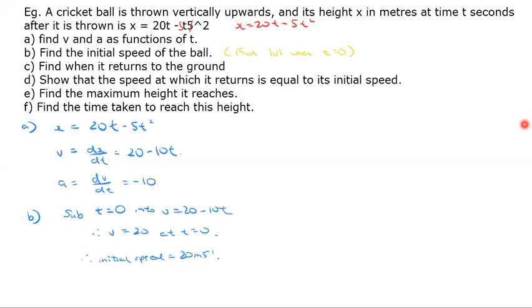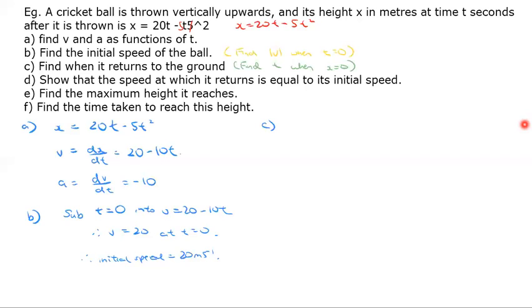Now, C. Again, think about what it's asking. Find when it returns to the ground. So what are we asked to find? The time. Right, find t when x is 0. Exactly. As long as you can read the question and understand what you need to do, that's basically it. Some students struggle a lot with that, but it's not as hard if you understand what each letter represents. So find when, which means solve for t.